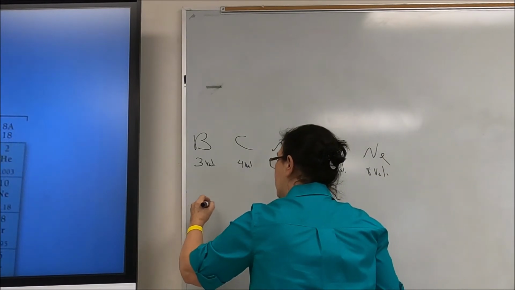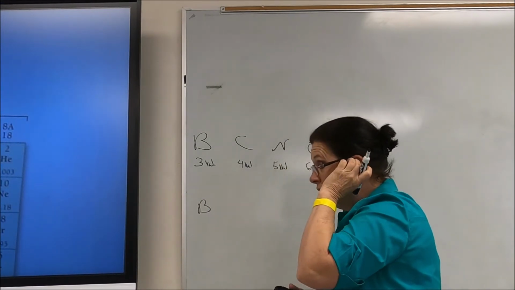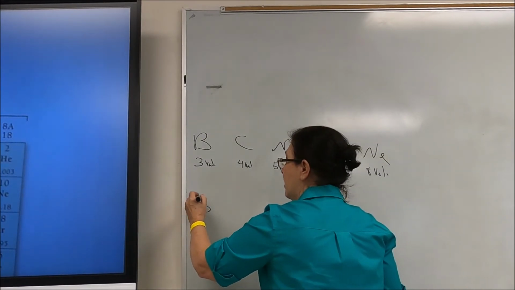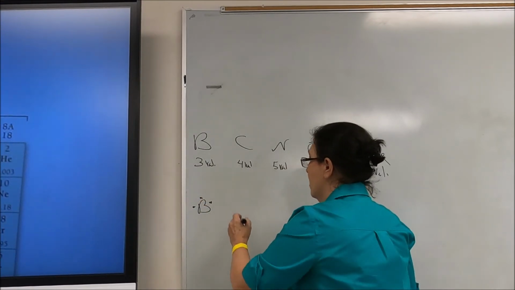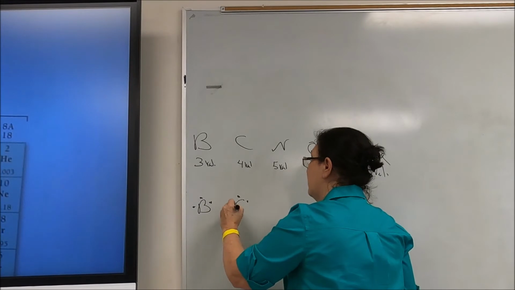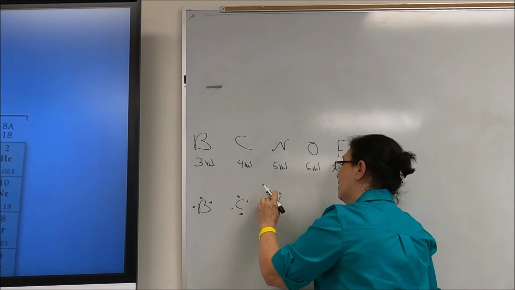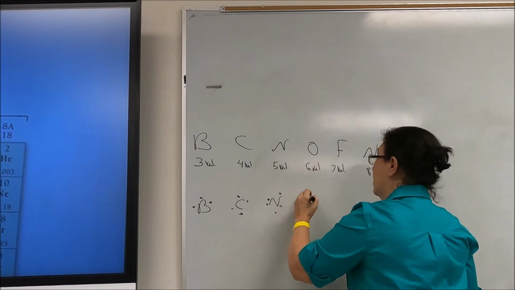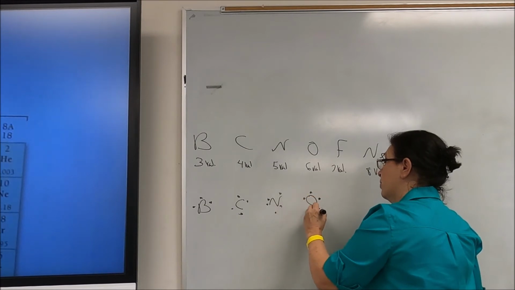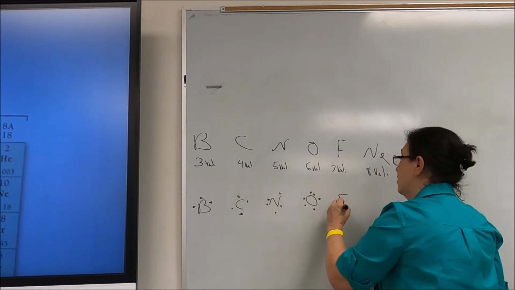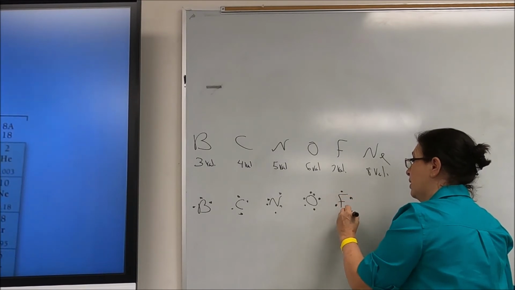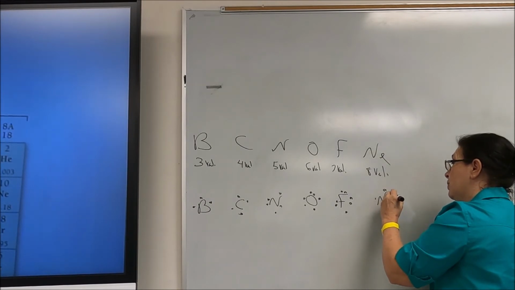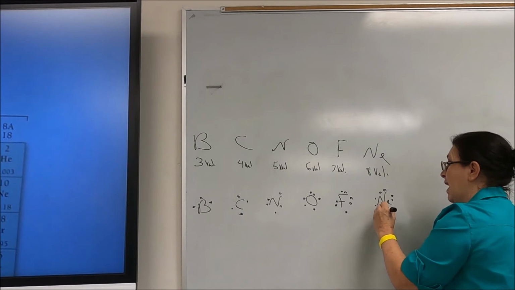Lewis's dot symbols place 1 electron on each side of the atom. 1, 2, 3. Carbon has 4. 1, 2, 3, 4. Nitrogen has 5. So go 1, 2, 3, 4, 5. Oxygen has 6. 1, 2, 3, 4, 5, 6. Fluorine has 7. 1, 2, 3, 4, 5, 6, 7. And neon has 8. 1, 2, 3, 4, 5, 6, 7, 8.